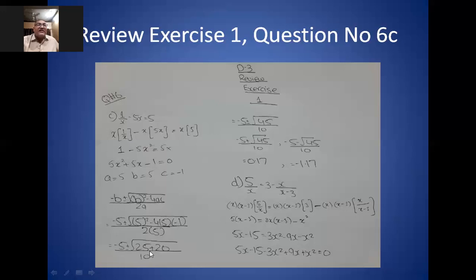And this minus and minus will become plus. 4 5s are 20. Whole thing divided by 2 5s are 10. So you will have minus 5 plus minus under root 45. The whole thing divided by 10. So now you will have two situations.